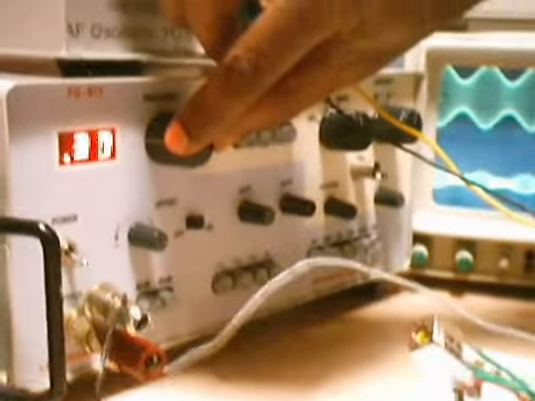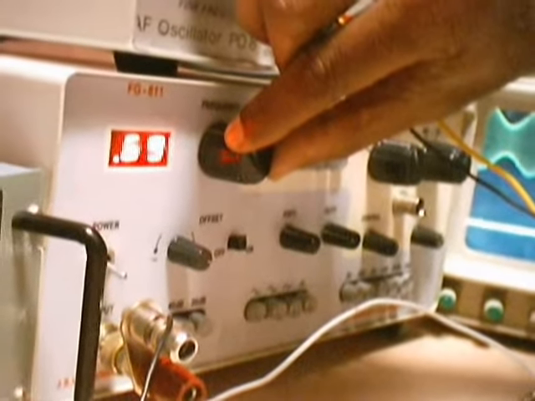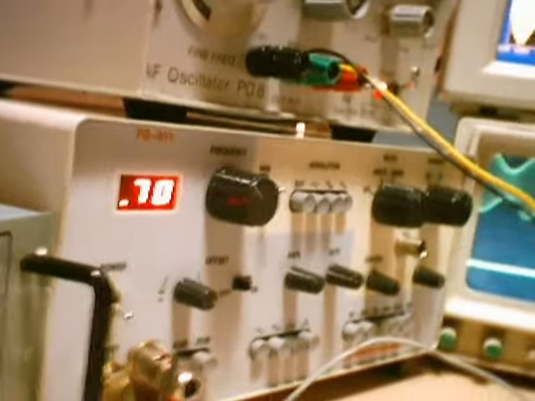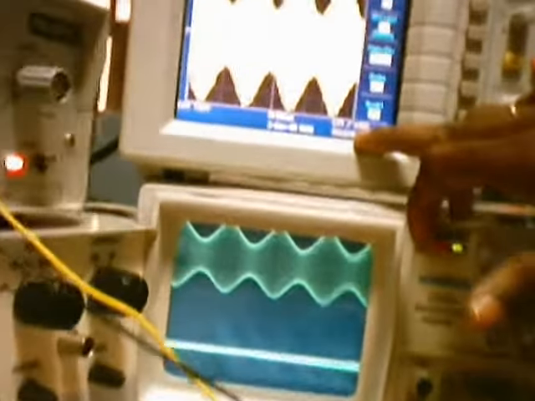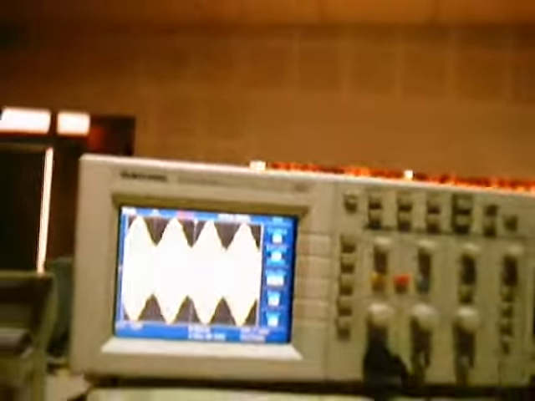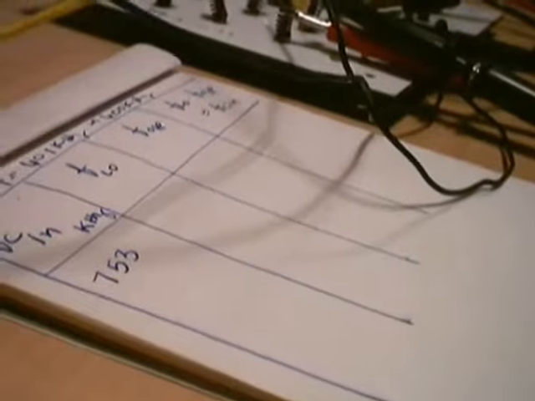Now to do down conversion, keep the carrier frequency far away from that tuned frequency, which was around 400. I made it around 0.7 megahertz, exactly 700 kilohertz, but you can see from this DSO it happens to be 753 kilohertz. So that's my first reading. FC in happens to be 753 kilohertz. This is the input frequency we are having, in kilohertz.